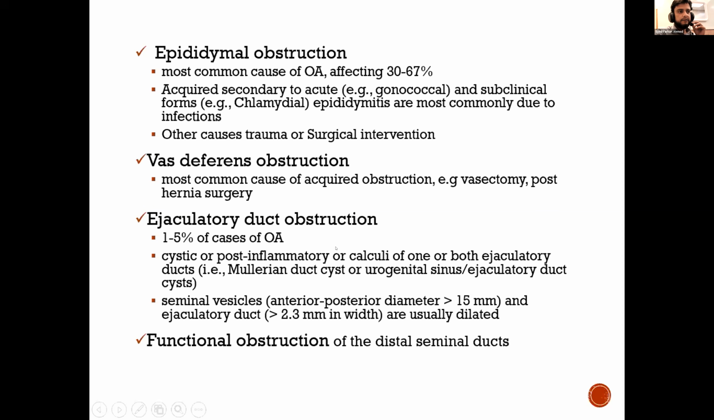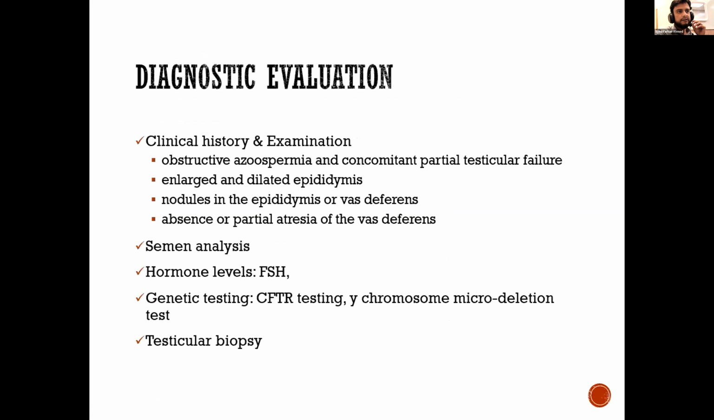If you find a person who has a seminal vesicle AP diameter on ultrasound of more than 15 millimeters and an ejaculatory duct diameter of more than 2.3 mm in width, they are usually dilated, and that can be because of central obstruction at the level of the ejaculatory duct opening. The other causes can be functional obstruction, which can be because of any neurogenic illness or after spinal injuries, or drug induced, which occurs with some of the alpha blockers or other urological medications.